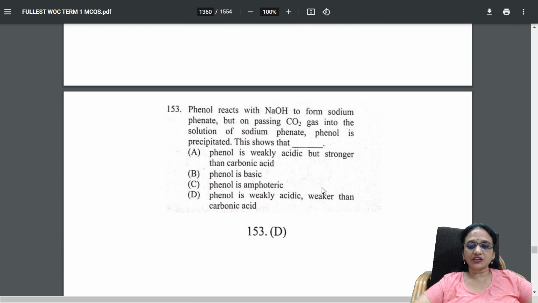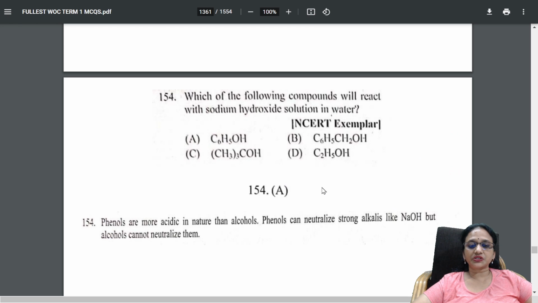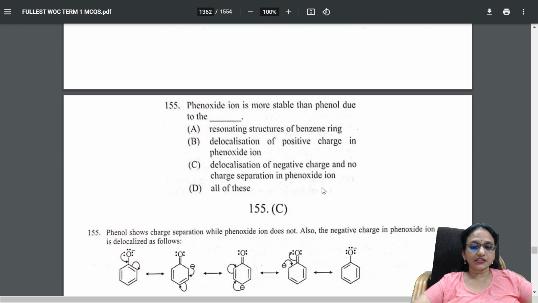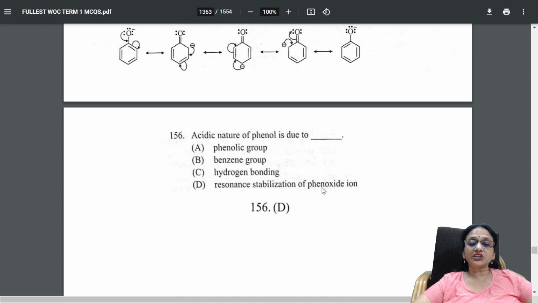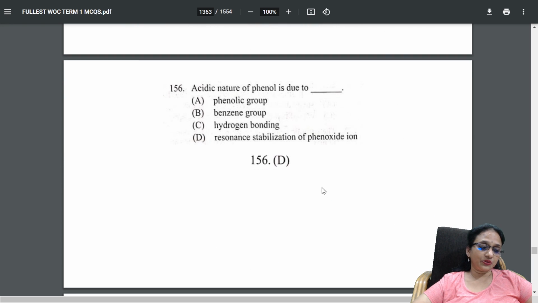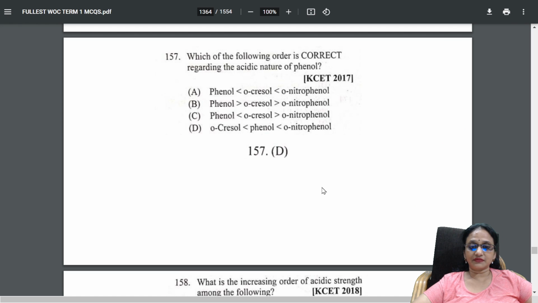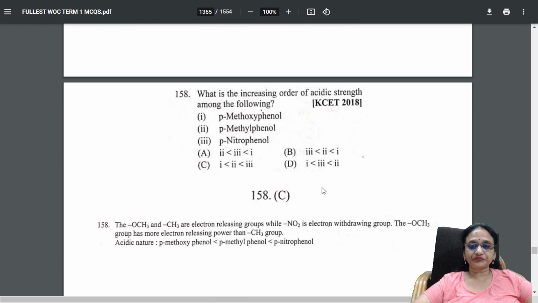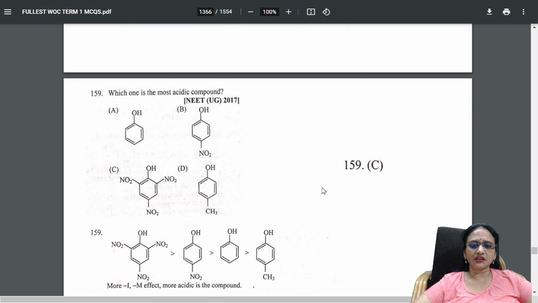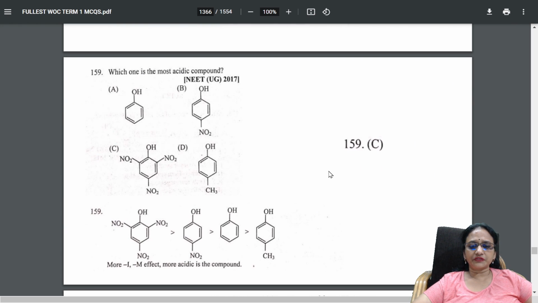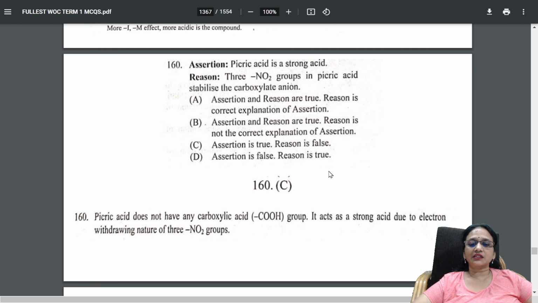Any doubt anywhere, please ask me. You can ask me, ma'am, I have this question doubt. Alcohols, phenols, I didn't understand. So mention the question number, and I'm going to help you out. Any question, anywhere, any doubt, you can ask me. Students, I'm posting all the questions of all 6 chapters for your term 1. So wherever you got stuck, Vani ma'am is there for you all. Nothing to worry.